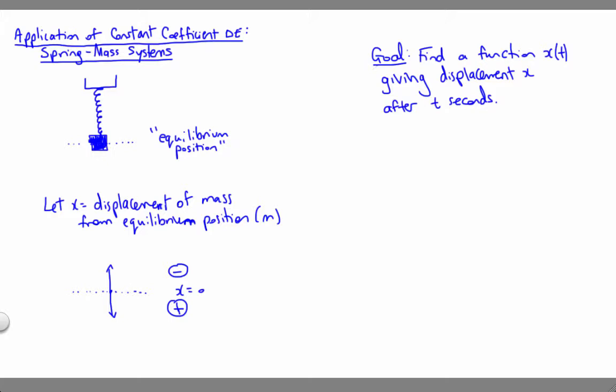Our goal in working with any spring mass system is to find a function x of t, which gives the displacement x after t seconds. So in other words, we want to try to describe displacement in terms of time. Now let's see if we can come up with a DE that describes the motion of the mass.